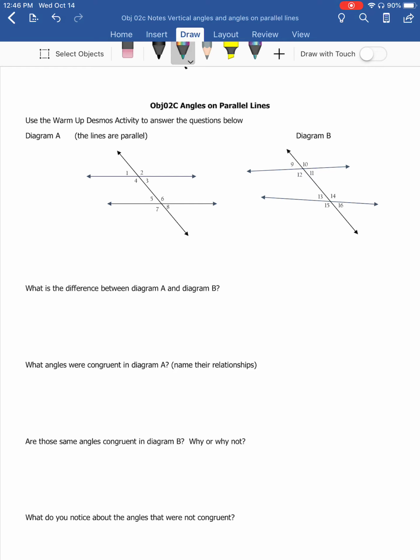There are certain things that you should have kind of seen. So I made these two diagrams because you need to remember one specific thing. What's the difference between diagram A and B? Well, in B, the lines aren't parallel. Okay. What angles were congruent in A?